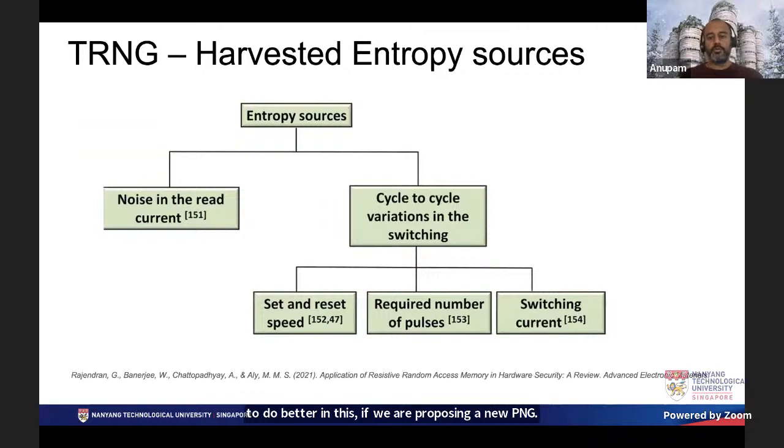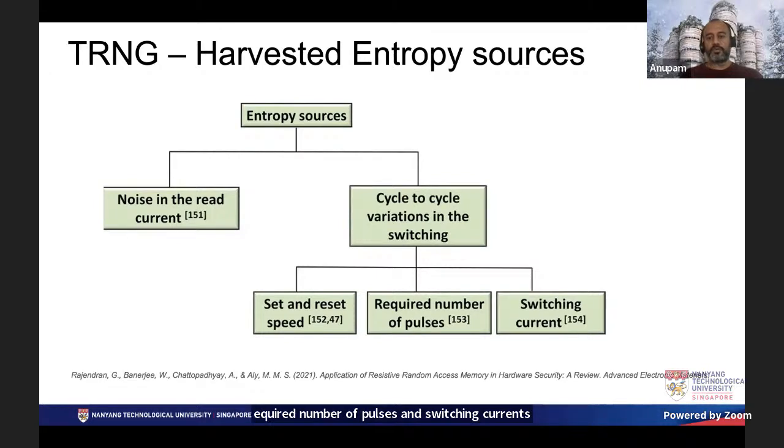When we looked into the different RRAM based TRNG proposals, we limited ourselves to the studies and research papers where they have actually been taped out, so it's not simulation based. In those studies, we have seen that primarily two different entropy sources are considered. One is the noise in the read current, and another is cycle to cycle variations in the switching. Within the switching variation, there are further classifications based on set and reset speed, required number of pulses, and switching currents.